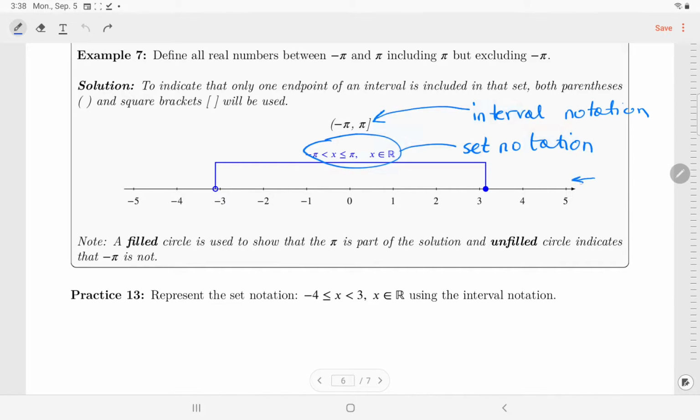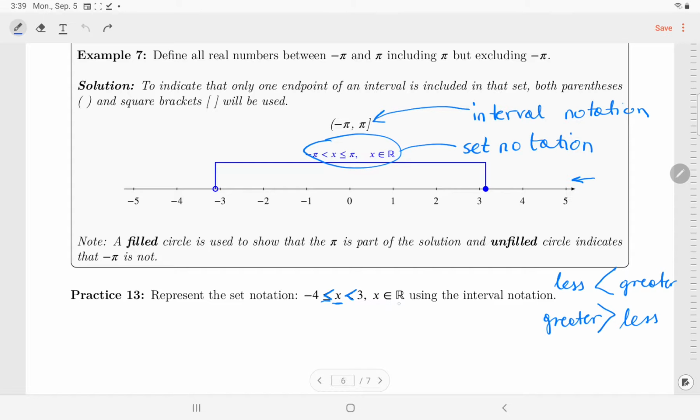And here we use a number line to show the set and its intervals. In practice 13, we need to represent the set notation where x is greater than or equal to -4 and x is less than 3. Remember, this means this side is less and this side is greater. If it's opposite, this is greater and this is less.